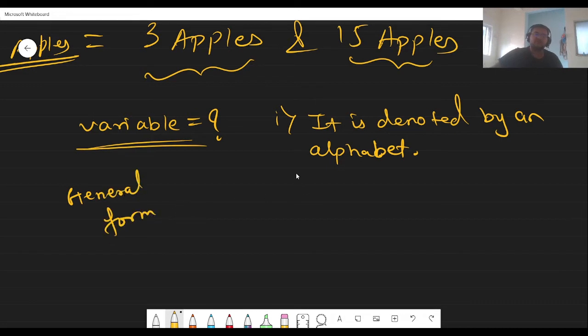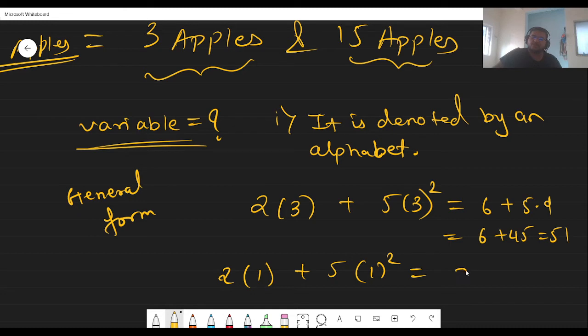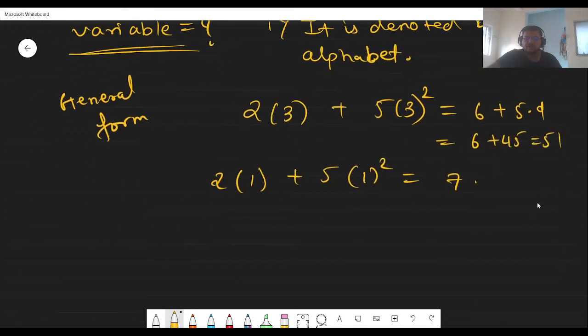General form means, if I ask you the question, what will be 2 into 3 plus 5 into 3 square? Let's calculate it. It will be 6 plus 5 times 9, which equals 6 plus 45, and that equals 51. Now if I write 2 into 1 plus 5 into 1 square, the answer will be 7. It is easy to calculate.